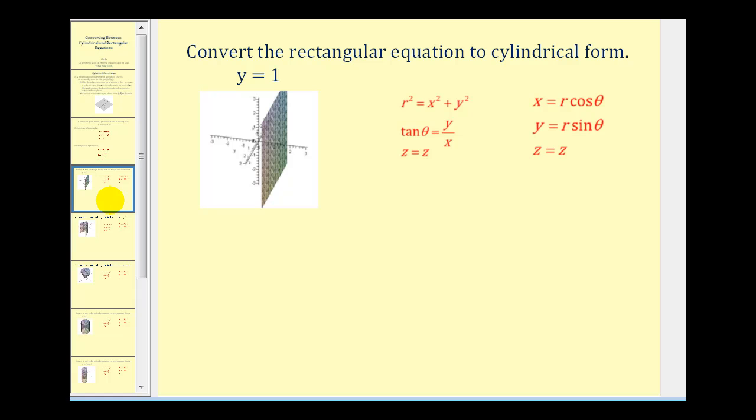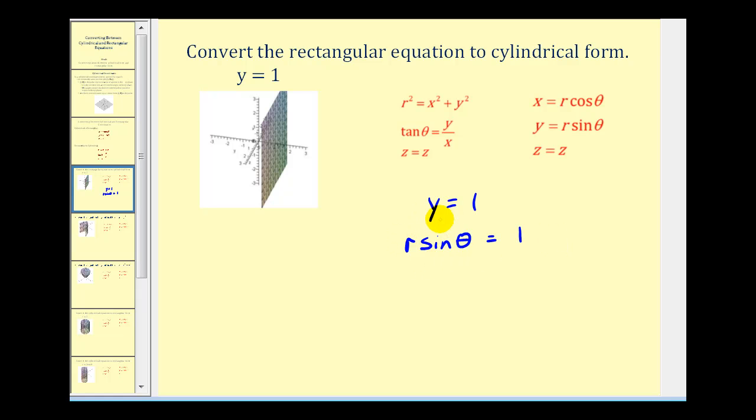Here we want to convert the rectangular equation y equals 1, which is a plane as we see here, to cylindrical coordinates, which means we want an equation that contains only r's, thetas, and z's, and not x's and y's. So if we have the equation y equals 1, using this equation here we can replace y with r sine theta. So we have r sine theta is equal to 1.